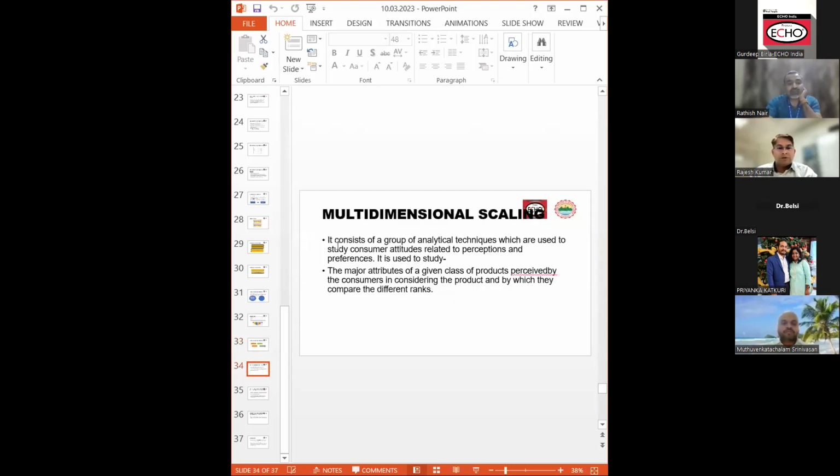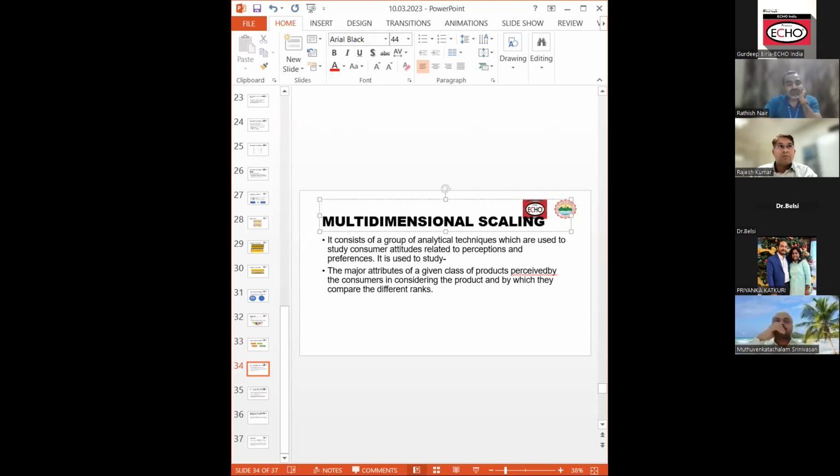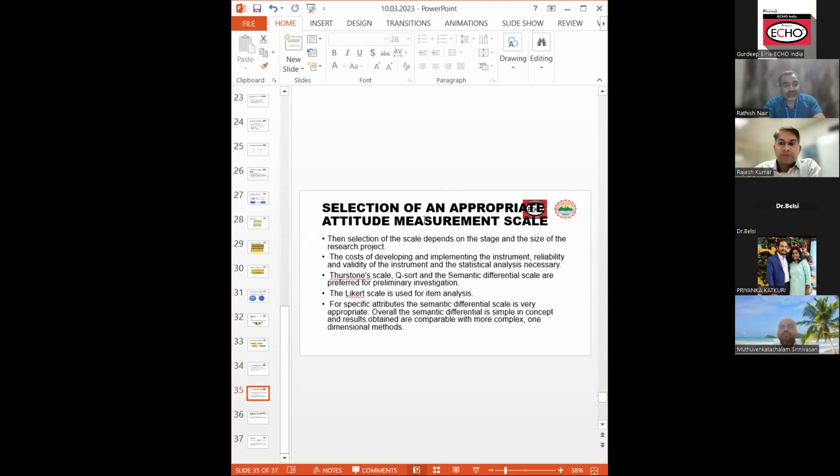The next will be multi-dimensional scaling, and it consists of a group of analytical techniques which are used to study consumer attitudes related to perceptions and preferences. It is used to study the major attributes of a given class of products perceived by the consumers in considering the product and by which they compare the different ranks. Multidimensional scaling has been applied in advertising, market segmentation, and vendor evaluation and selection.